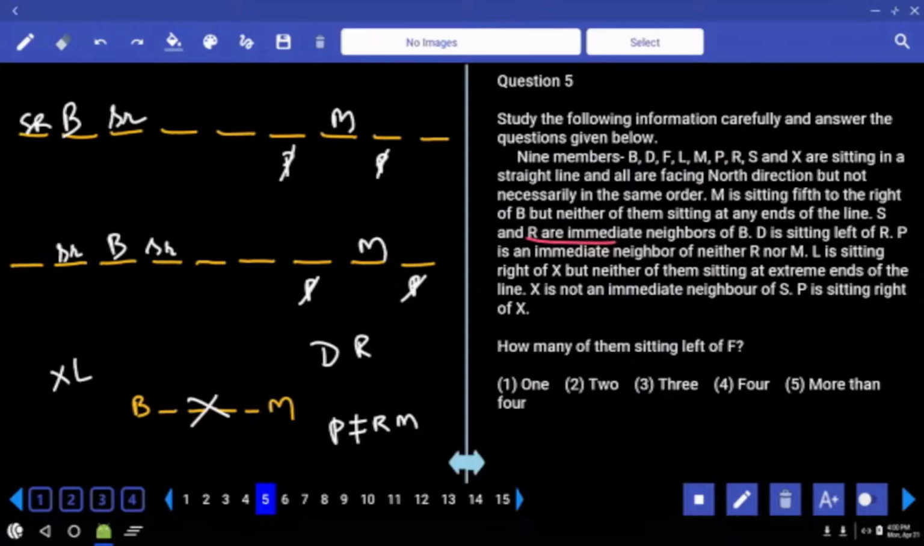X is not an immediate neighbor of S. Now X and S are not adjacent to each other. P is sitting right of X. Where is this P? P is sitting to the right of X. Clear? Now this is the information here. P is sitting to the right of X.